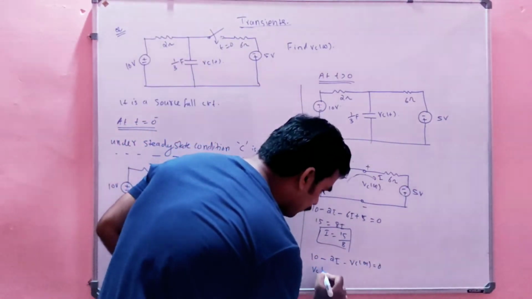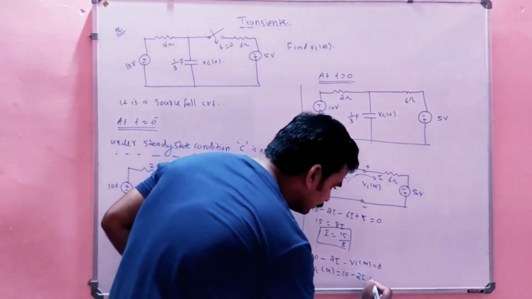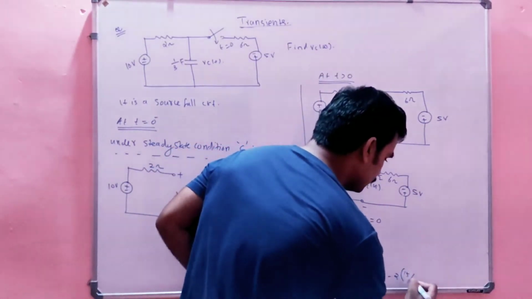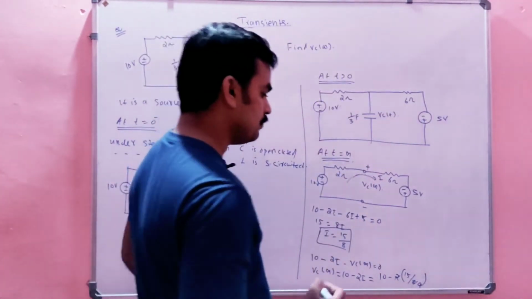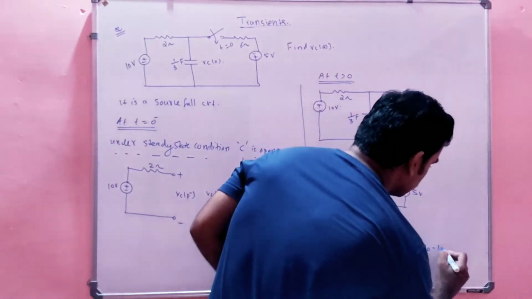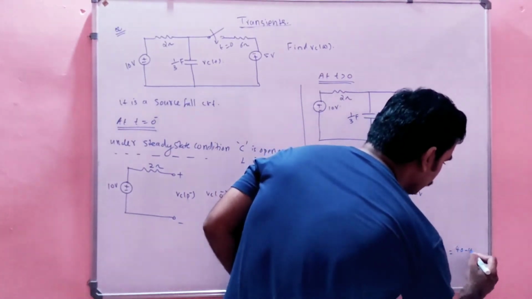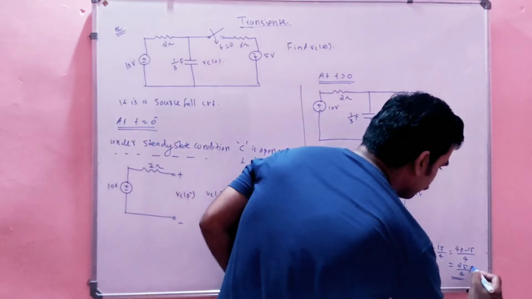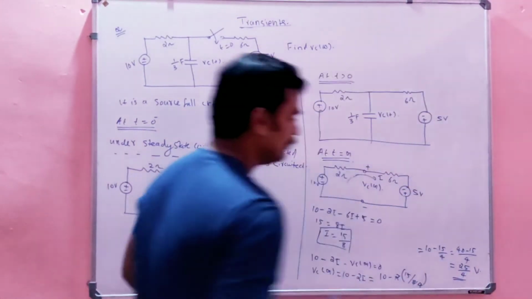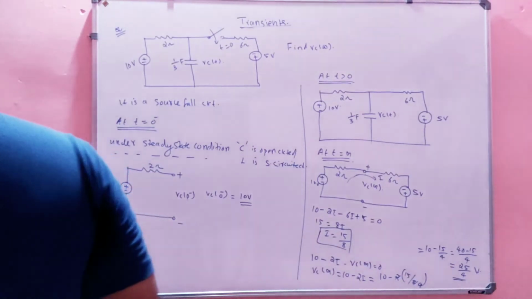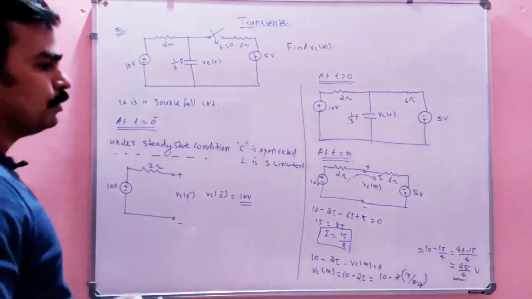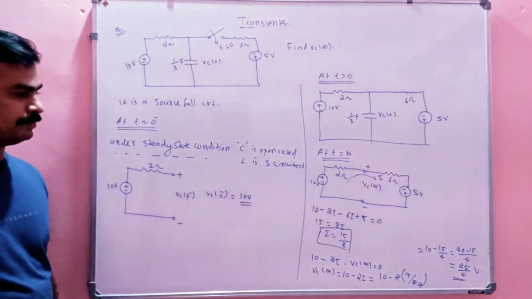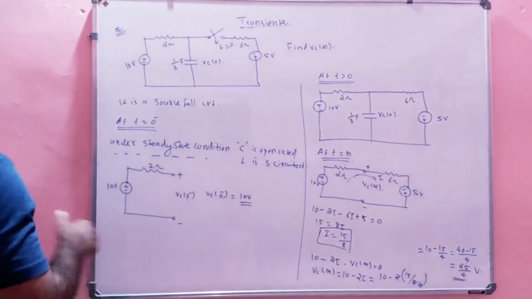So Vc of infinity will be equal to 10 minus 2I, which is nothing but 10 minus 2 into, what is I here? 15 by 8, right? So it will be 10 minus 15 by 4, or 40 minus 15 by 4, or simply 25 by 4 volt. So that is the answer for Vc of infinity, 25 by 4. Is it clear?